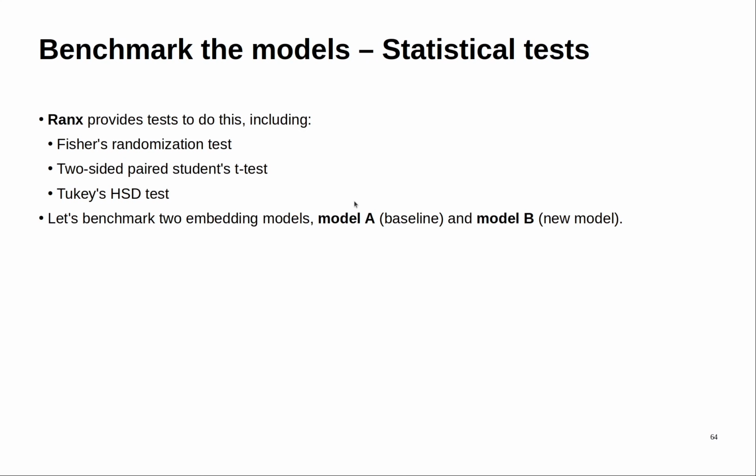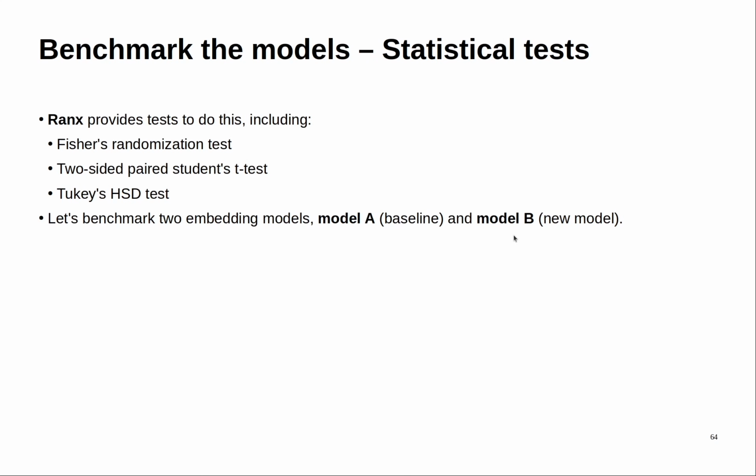So let's say that model A was introduced in 2024, and this is our baseline. And we saw that a new model appeared in 2025. Let's call this the new model, model B. We want to know if we should migrate to use model B. How do we do this?